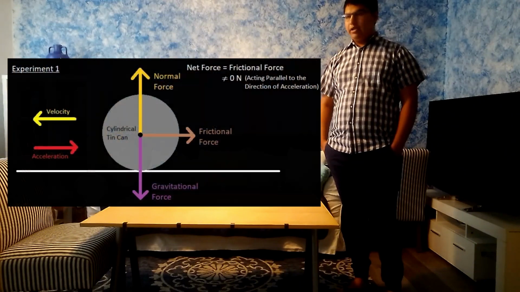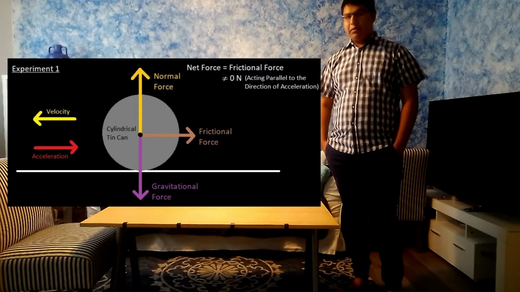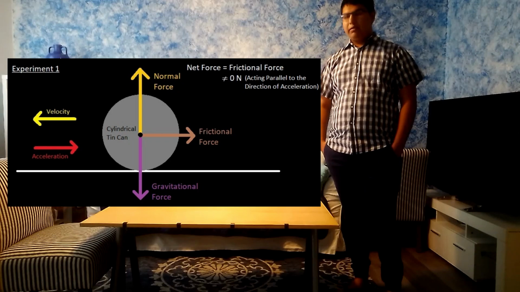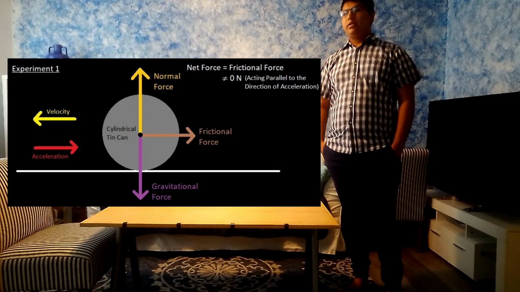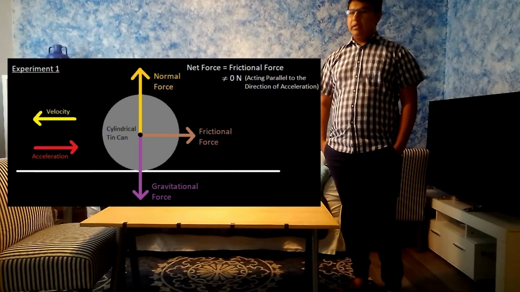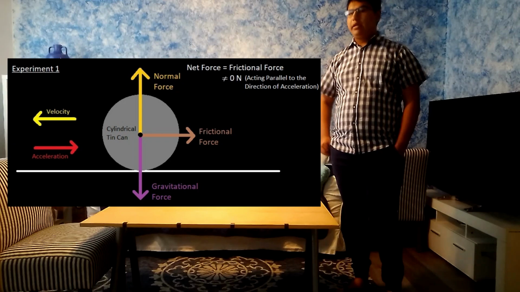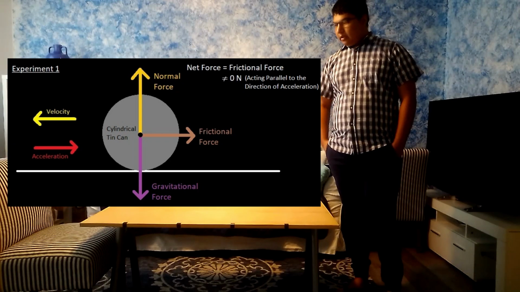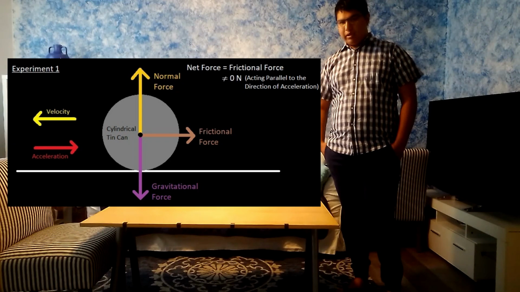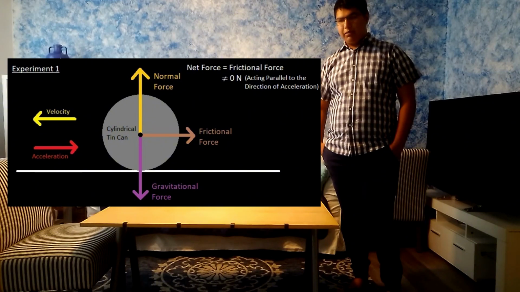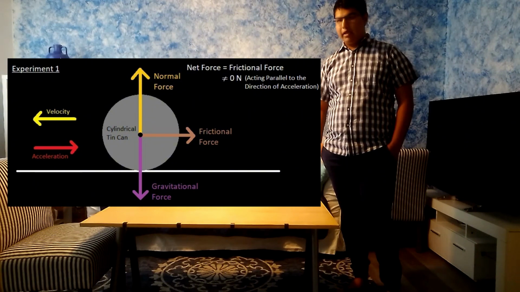Now, because the tin can was slowing down as it moved across the ramp, that means that it had an acceleration. This acceleration was pointed in the opposite direction of the velocity. In other words, the object was accelerating backwards. This is because the object was moving forward and it was slowing down. This acceleration was caused by the frictional force between the tin can and the ramp.